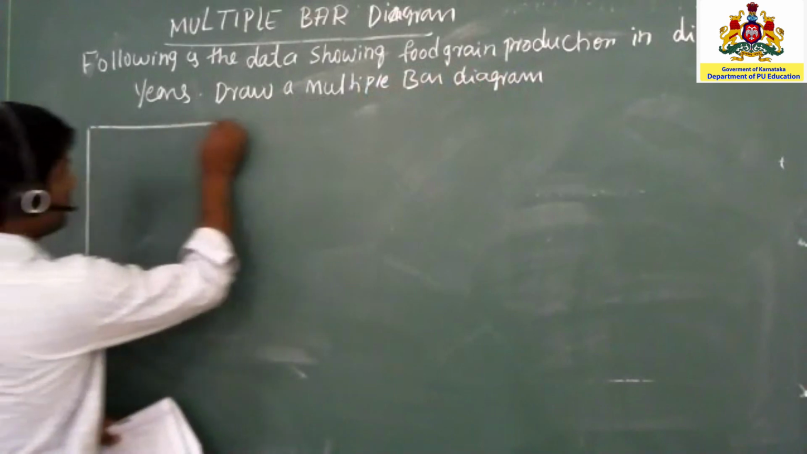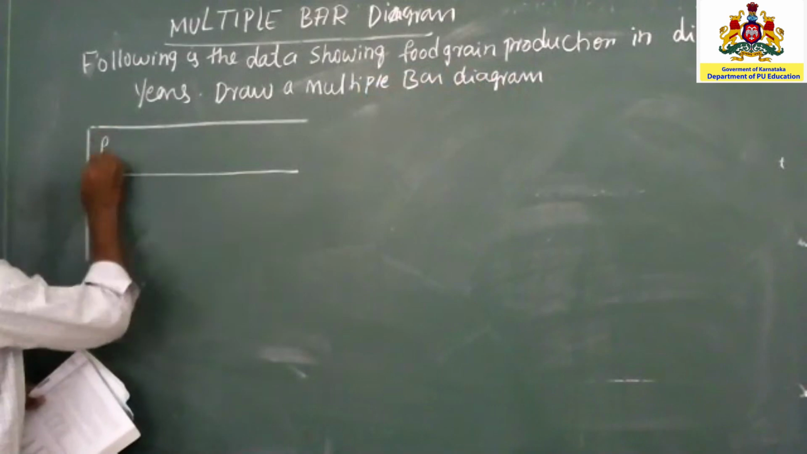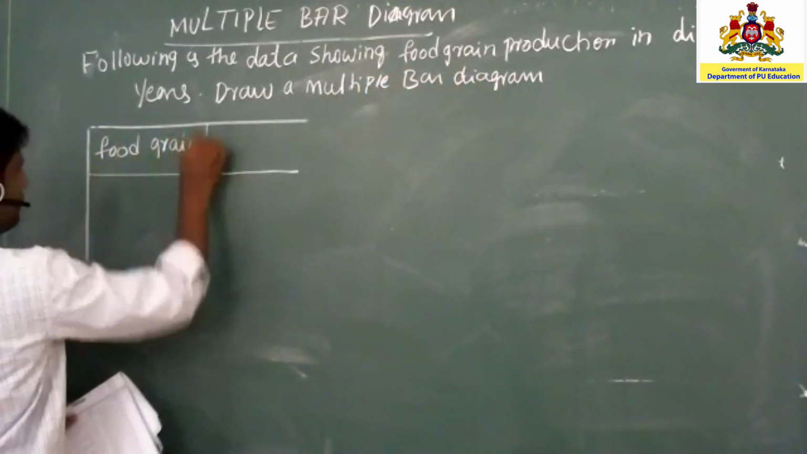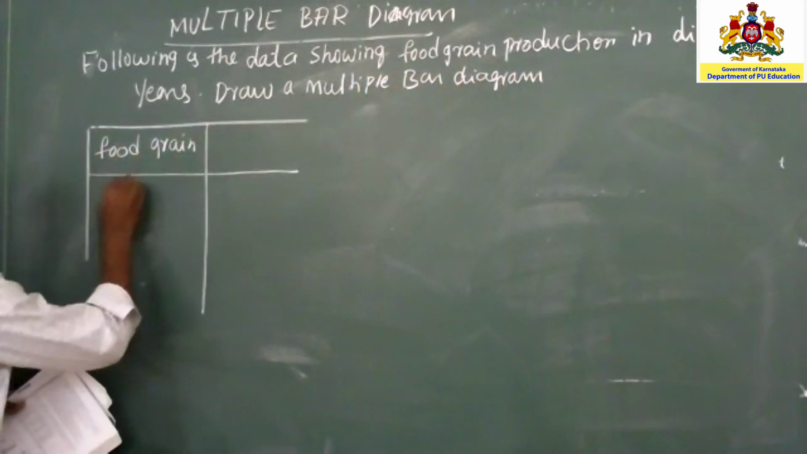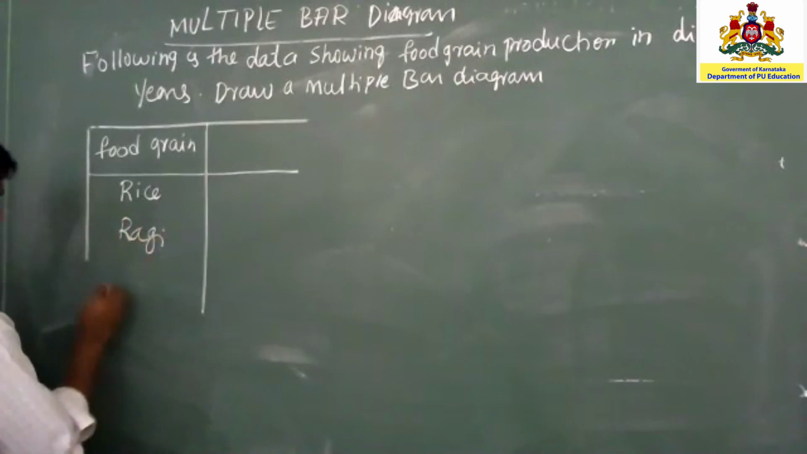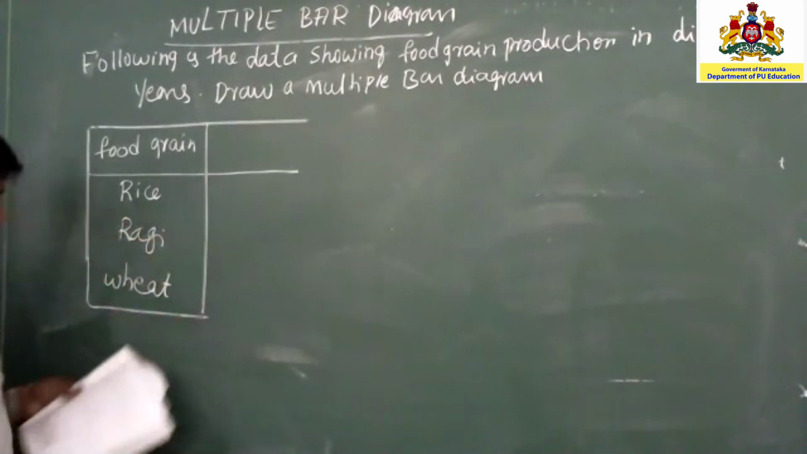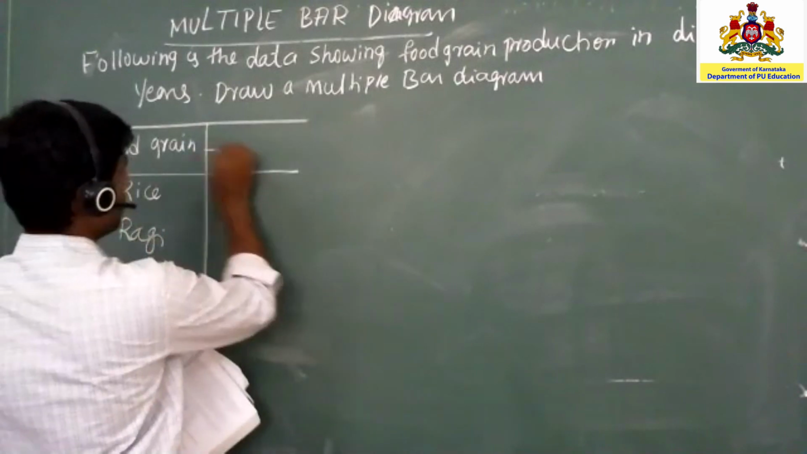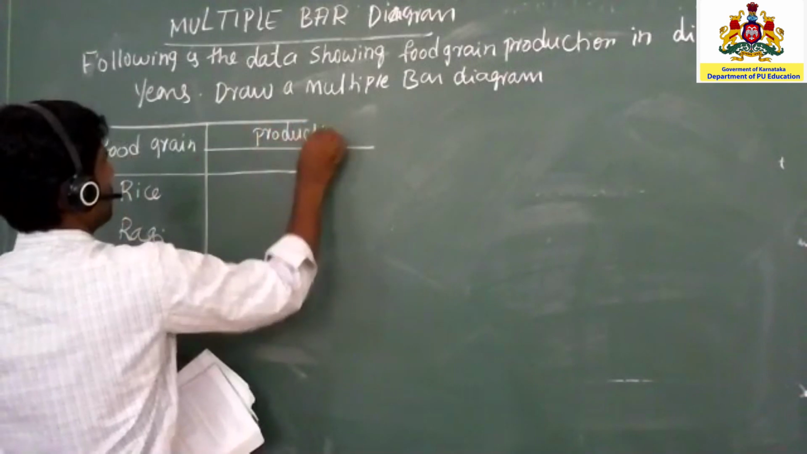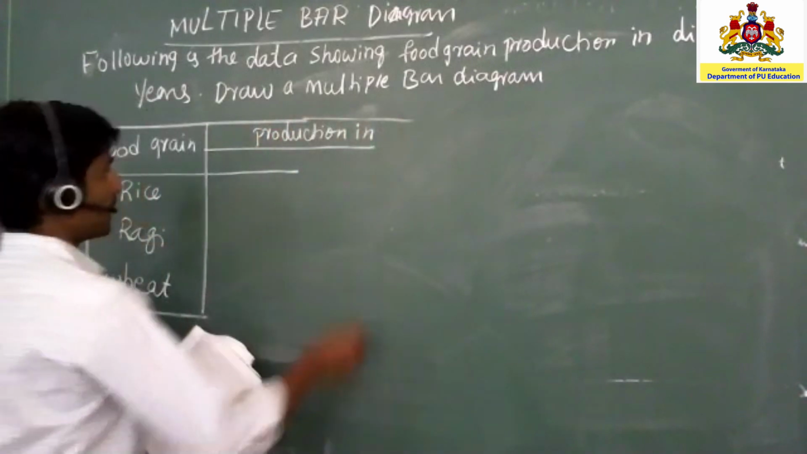A food grain is given. The food grains are rice, ragi, and wheat, and the production in different years, production in tons.